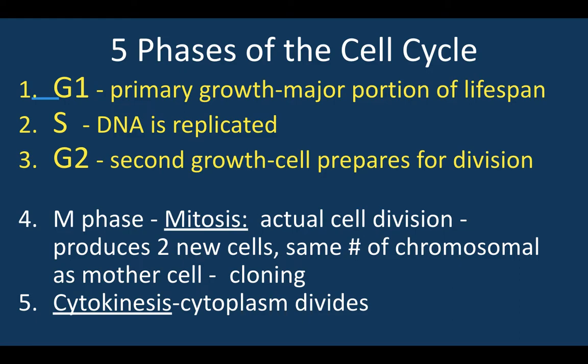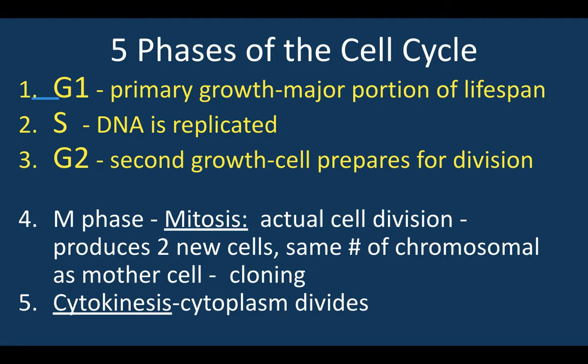The 5 phases of the cell cycle are what make up interphase, mitosis, and cytokinesis. In yellow here, steps 1, 2, and 3 are the parts of interphase. G1 is where primary growth happens and is the major portion of the lifespan of a cell. This is where everything except for the DNA is being replicated. Organelles and different parts of the cell are being replicated during this part of the cell cycle. The S phase is where the DNA is replicated. So for example, if an organism has 12 chromosomes, it's being doubled to 24. In humans, we have 46, which is being doubled to 92 during this phase of the cell cycle.